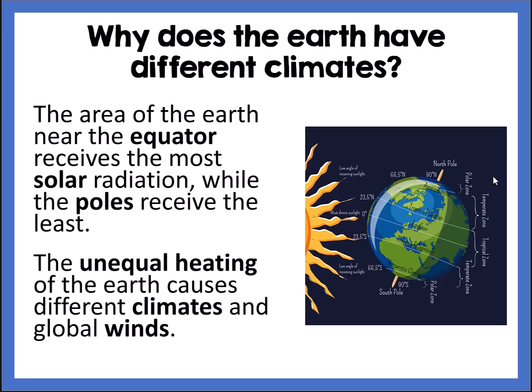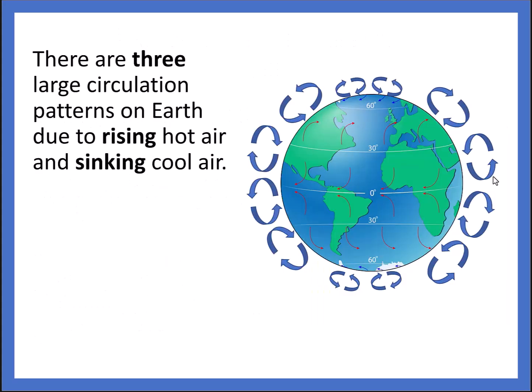So the unequal heating of the Earth causes the different climates that we know exist on the Earth, and it also causes global winds. There are 3 circulation patterns on the Earth due to rising hot air and sinking cool air. So these are the global winds.